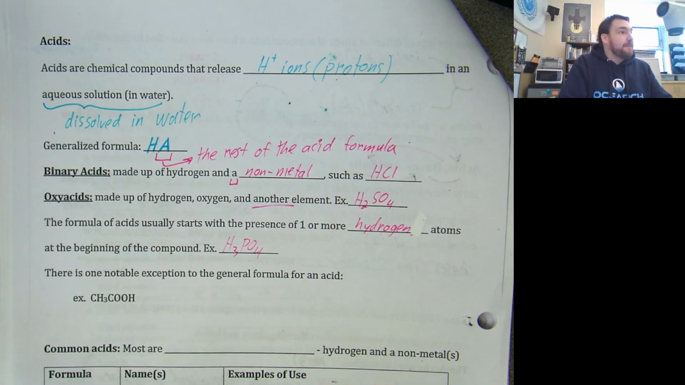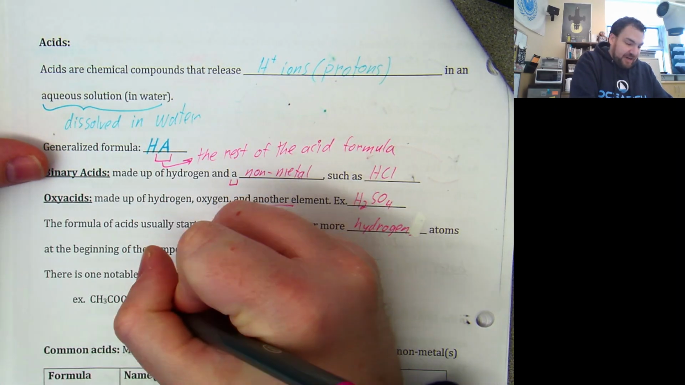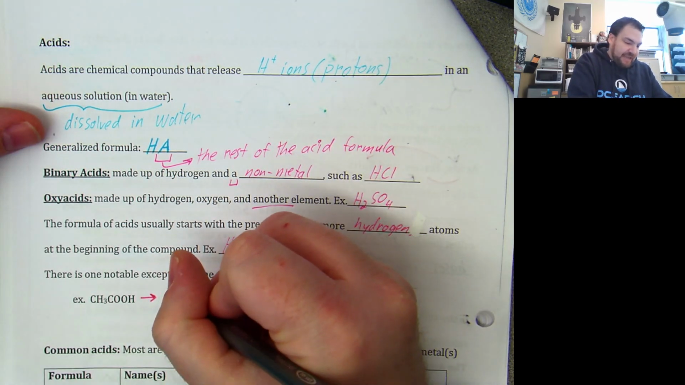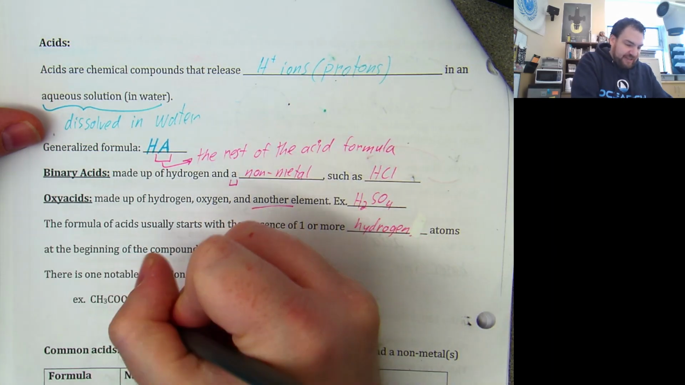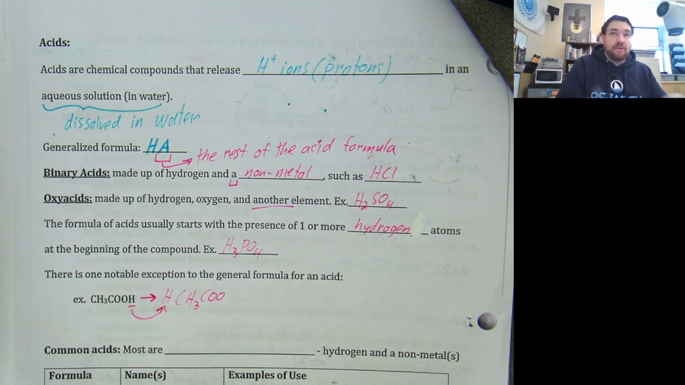The notable exception to this is this acid down here, CH3COOH. Sometimes this is, and really it should be written as HCH3COO. We just take this H from the back and we move it out front.